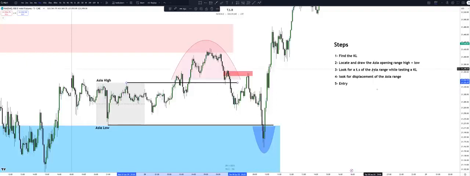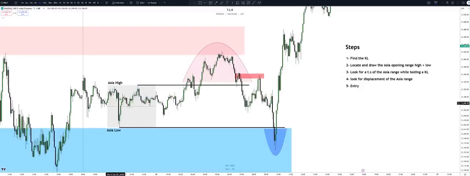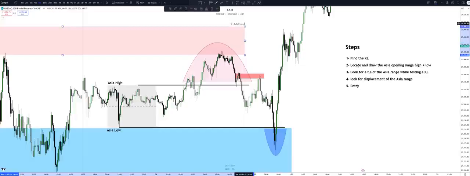Okay. Step number 3. Look for a turtle soup of the Asian range while testing a key level. Do we test any key level above or below the Asian range? Yes, we do. What key level do we test? The 4-hour key level in the form of this fair value gap. This is a bearish PD array. Price will want to turtle soup a short-term high while tapping into the bearish PD array and then head lower, breaking market structure, and so on and so forth.